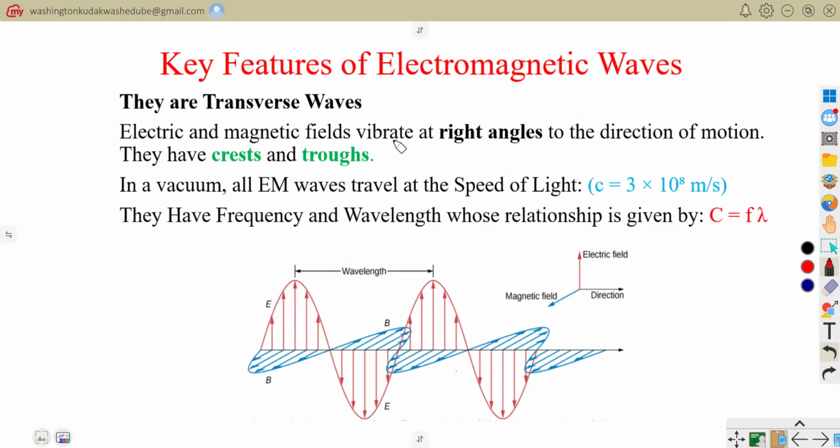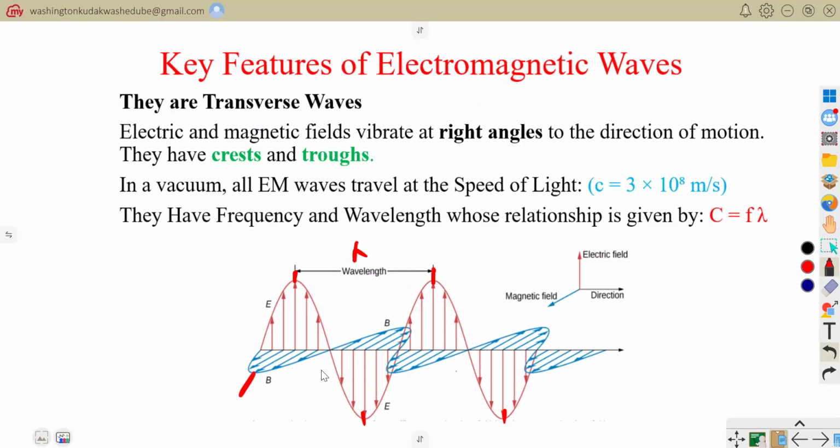So we are saying that electromagnetic waves are simply transverse waves. They are produced due to electric and magnetic fields vibrating at right angles to the direction of what? Of motion. Hence, they have crests and troughs. We can see that here we have a crest on our electric field, and then we have a trough. So the distance between two consecutive crests, we call that a wavelength. So that is our wavelength.